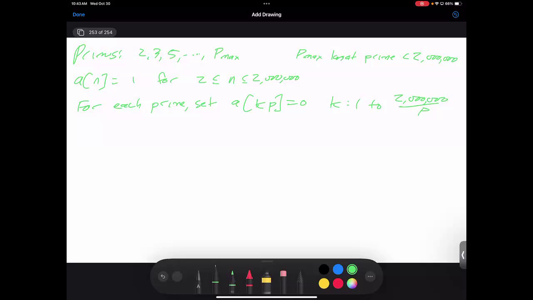And now I have an array which has 1 only at the prime numbers that are left over, and everything else is going to be 0. There will be some numbers that will be set to 0 multiple times. That's fine. And now I just have to compute the sum of n times A of n. And that will give me the sum of all the primes at most 2 million. Because A of n is now just going to be 1 only for the primes.